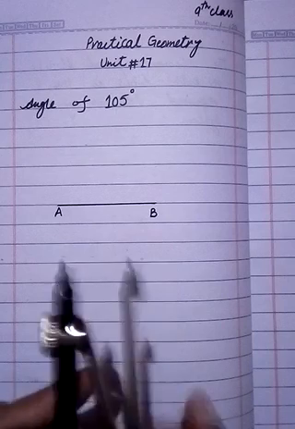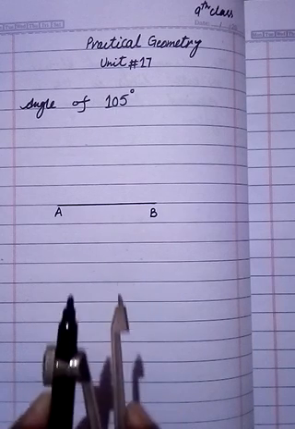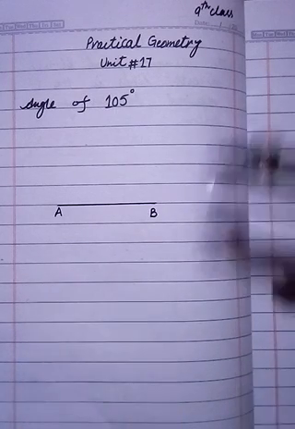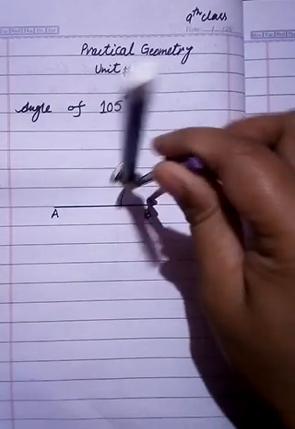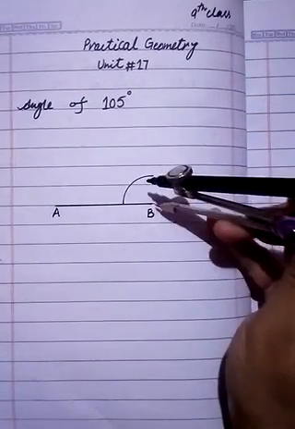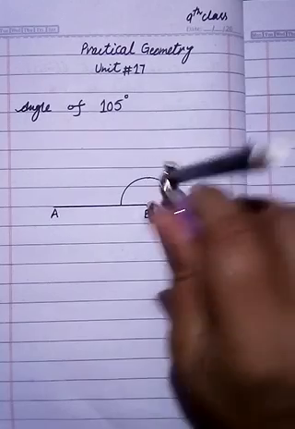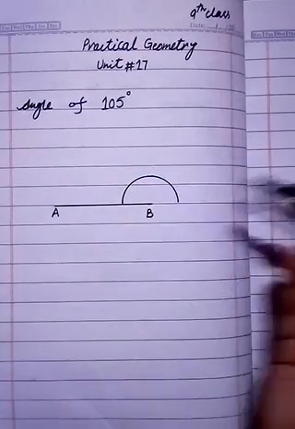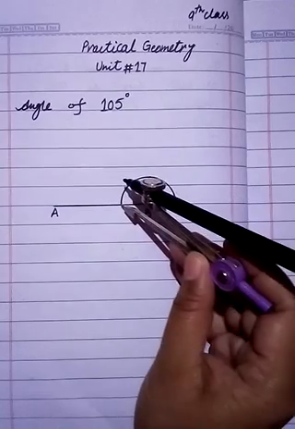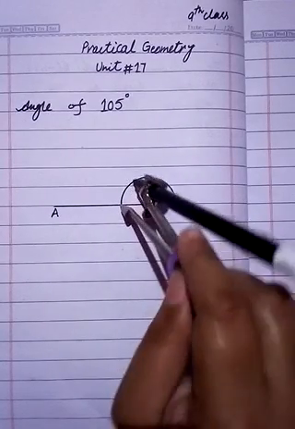Now, open the compass with a suitable radius. You can say that 1 centimeter. Put the compass at point B. Draw an arc. Draw a semicircle. Now, this is the semicircle. Now, this is the 0 degree. Put the compass at 0 degree and draw the first arc.